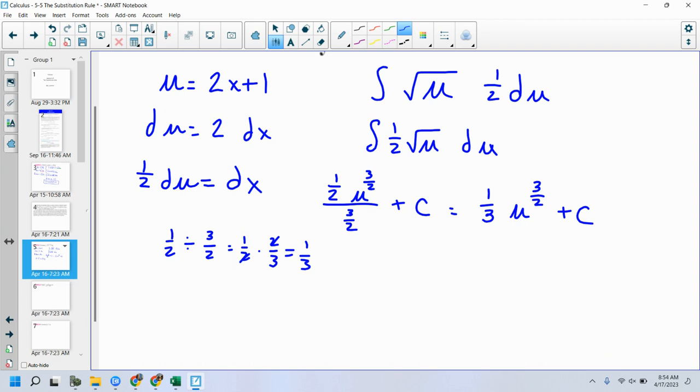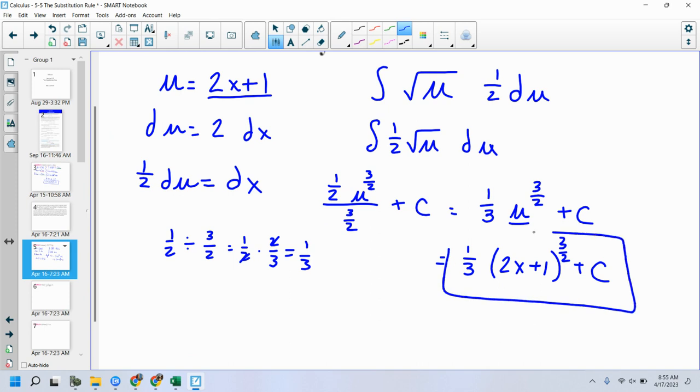And the only thing left to do is take out the variable we introduced and replace it back with what we put in for. 1/3 2x plus 1 to the 3/2 plus c.